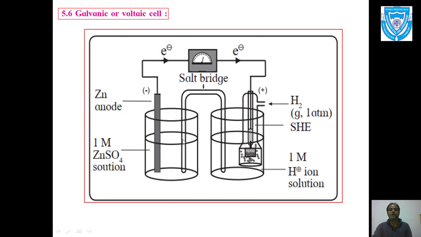So they are connected by this inverted U-shaped tube. We call it a salt bridge, and whatever current is generated is denoted by the voltmeter. So in this galvanic cell, chemical energy is converted into electrical energy.